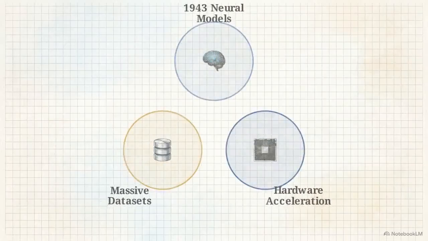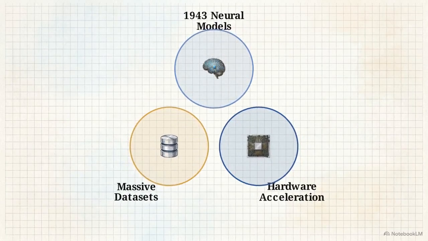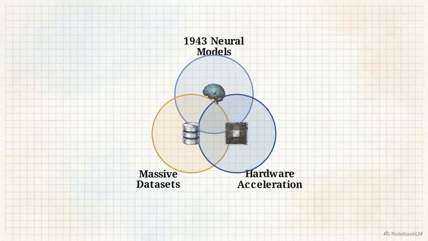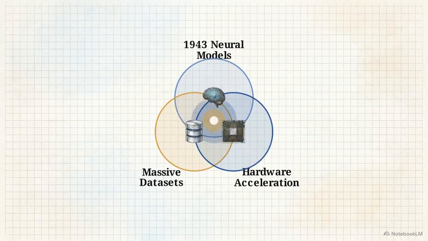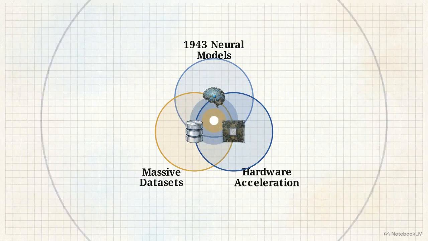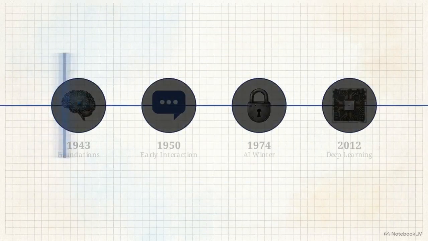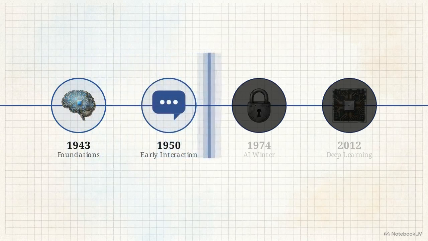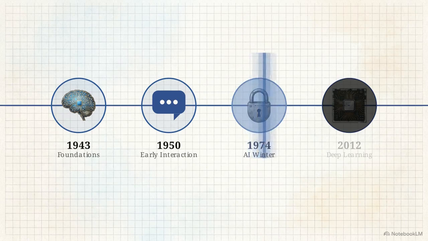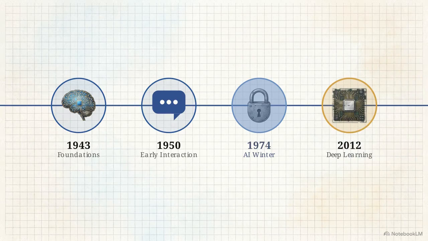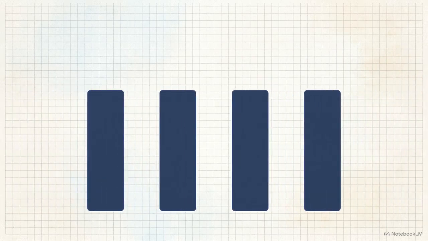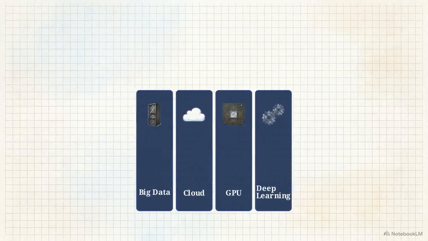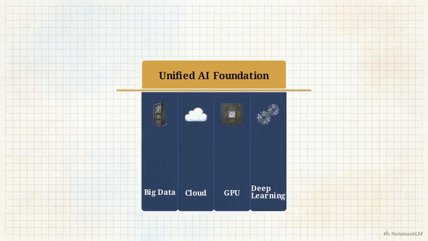The current era of accelerated research began when the neural mathematical models of 1943 finally integrated with the vast datasets and hardware acceleration of the 21st century. We have traced a long path, from theoretical logic mapped in 1943 and the Turing test in 1950, through the severe memory limitations of the 1974 AI winter, to the deep learning breakthrough of 2012. The success of modern AI boils down to a specific structural formula: the convergence of massive big data, scalable cloud computing, GPU acceleration, and deep learning algorithms.